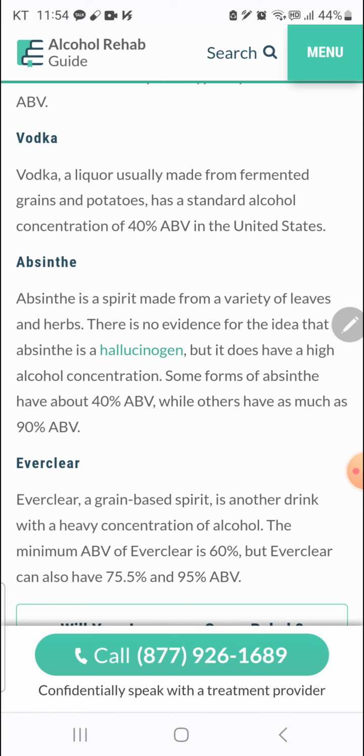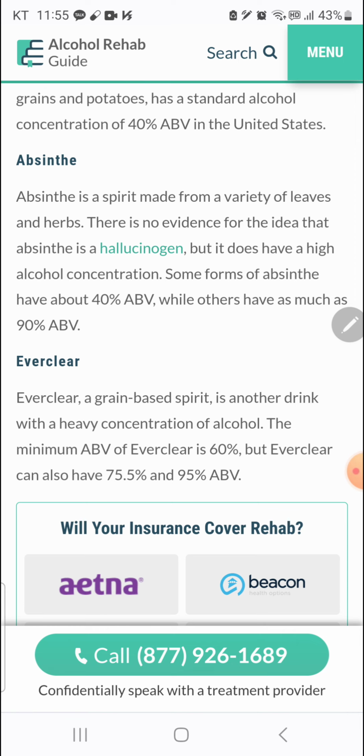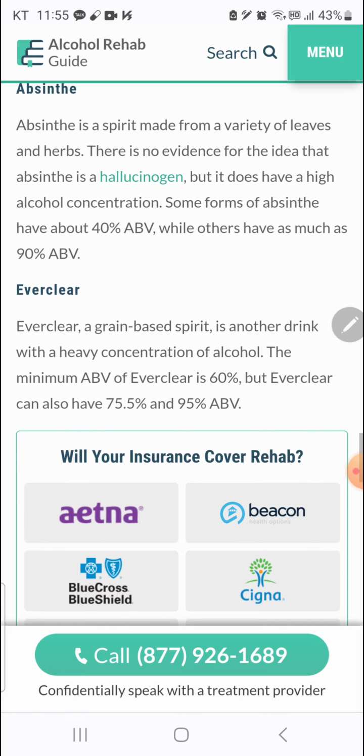Absinthe. Absinthe is a spirit made from a variety of leaves and herbs. There is no evidence for the idea that absinthe is a hallucinogen, but it does have a high alcohol concentration. Some forms of absinthe have about 40% ABV, while others have as much as 90% ABV.